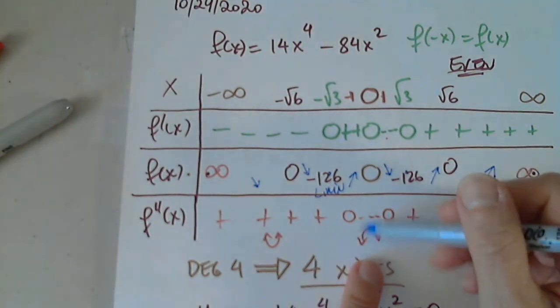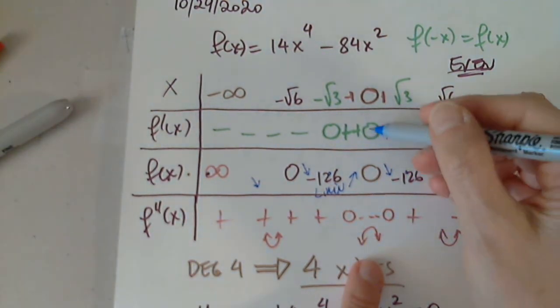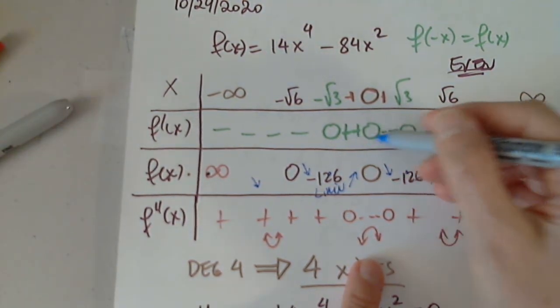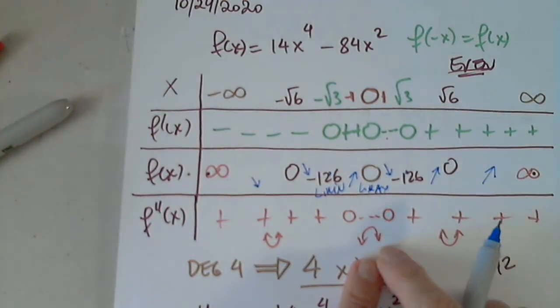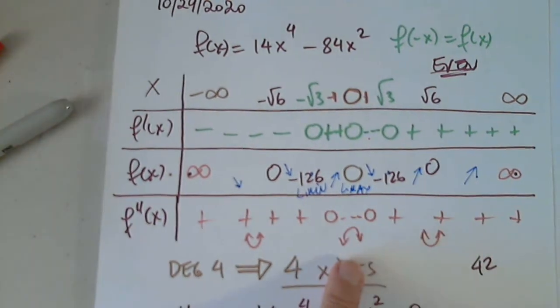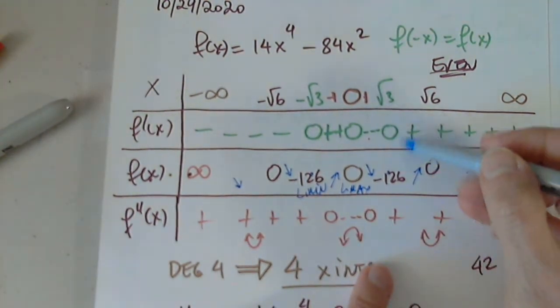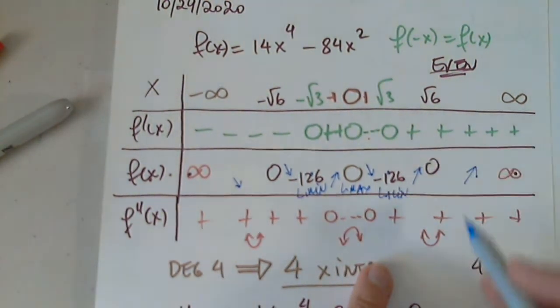Here it opens downwards. So obviously, because of the sign sequence like this, positive, negative, this is a local max, and the second derivative verifies that. Here, negative to positive, this is a local min. Obviously, it's correct.